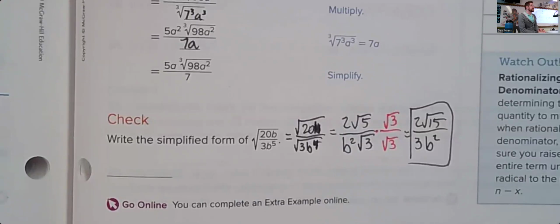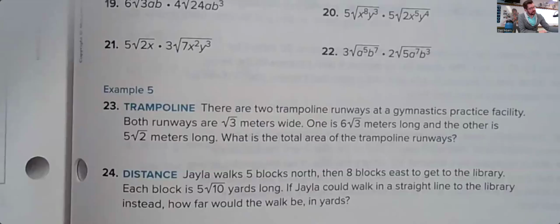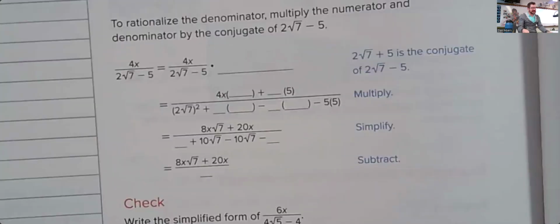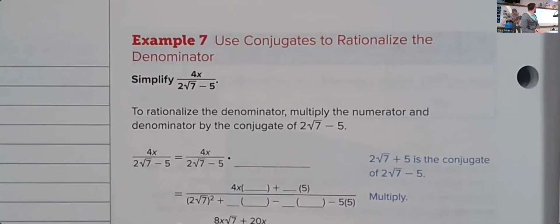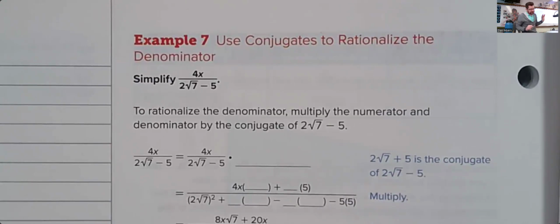Before we look at the last example, we're almost done with this very long lesson. Only half a page to go. One more problem. 2 more problems, sorry. We got the example and then the last one to do on your own. So last type of problem, how about that? So using conjugates, all right.